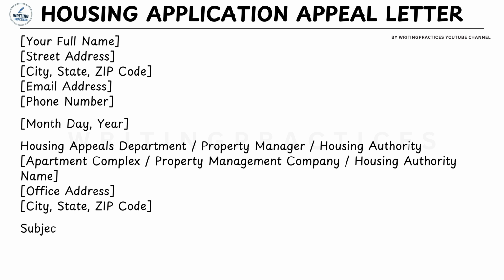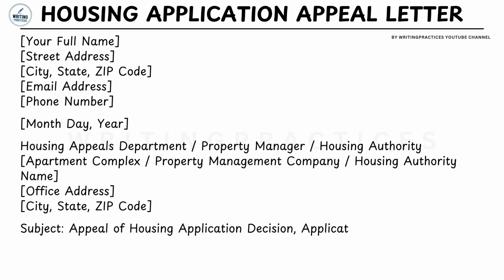Subject line. The subject line clearly identifies your appeal. This helps staff quickly locate and classify your case. For example, subject: Appeal of Housing Application Decision, Application Number HSG-2026-45812. This immediately identifies the purpose of your letter. Always include your correct application number.